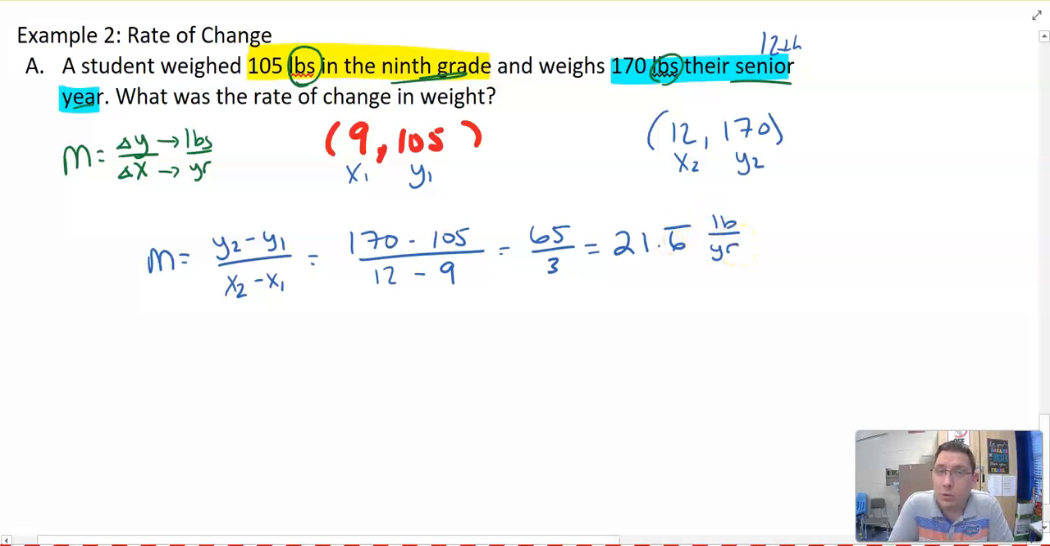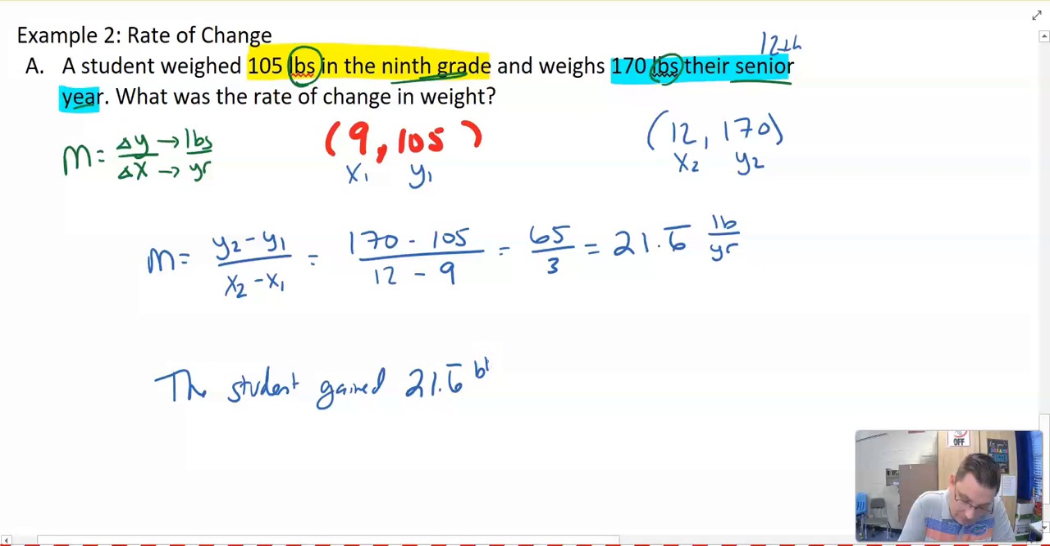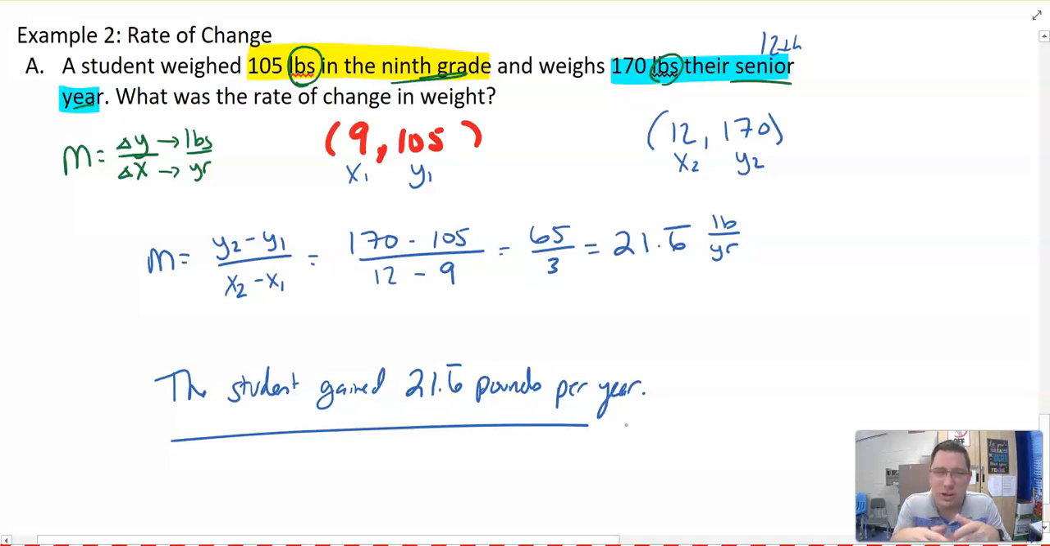Now, this is a word problem, so it requires what? A word answer. So what is our word answer? It's that the student gained 21.6 pounds per year. Now, we can get a little bit more specific with our final statement, that they gained 21.6 pounds per year between the 9th and 12th grade. That's not important right now, but that could be important in problems that we deal with later on. But for right now, the student gained what? 21.6 repeating pounds per year. If the problem asks you to round to a certain decimal place, then obviously round it to whatever place it tells you to.